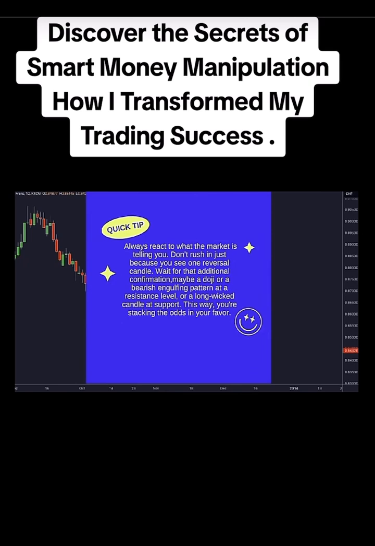Now, here's a pro tip: always react to what the market is telling you. Don't rush in just because you see one reversal candle. Wait for that additional confirmation, maybe a doji or a bearish engulfing pattern at a resistance level, or a long wicked candle at support. This way, you're stacking the odds in your favor.